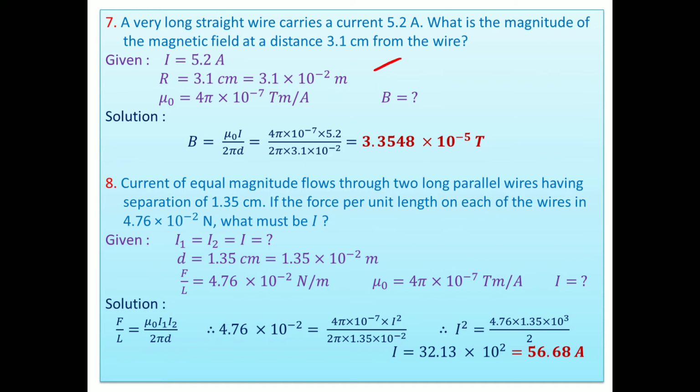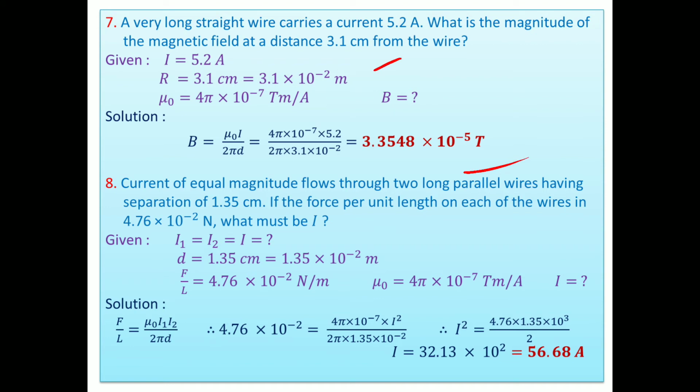Now, mu naught is already known. The magnetic induction or magnetic field due to a straight conductor carrying a current is equal to mu naught I upon 2 pi d. Mu naught is 4 pi into 10 raised to minus 7, current is 5.2, and the denominator is 2 pi into 3.1 into 10 raised to minus 2. After calculation, 2 pi cancels, 5.2 times 2 means 10.4, and 10.4 upon 3.1 gives 3.3548. The power is 10 raised to minus 7 minus 2 plus 2, which means 10 raised to minus 5 Tesla.